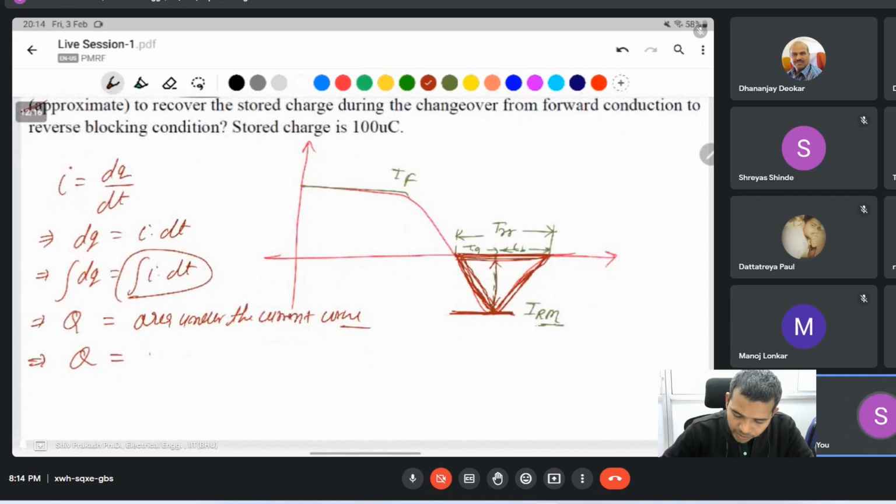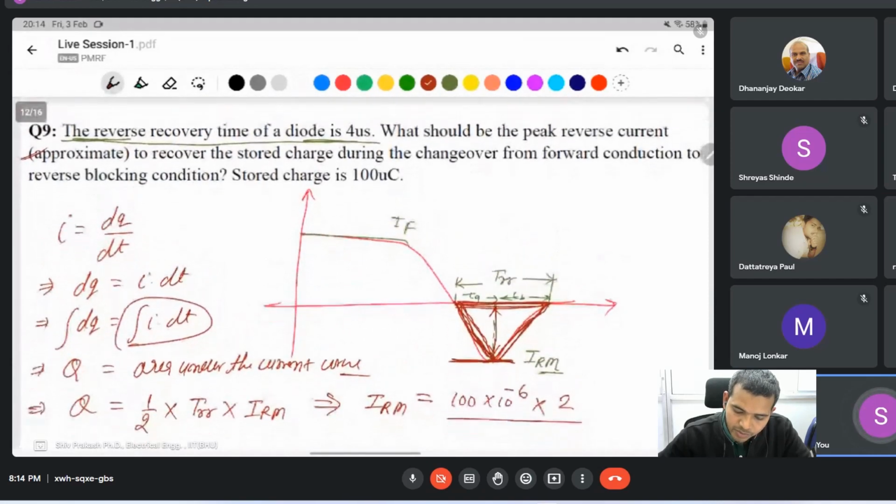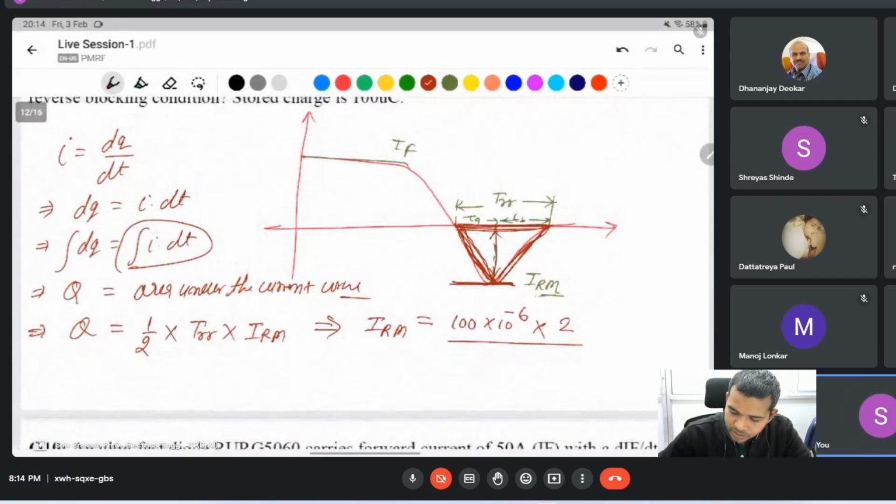Area of the triangle is half into base into height. Base is TRR, height is IRM. Then you can find IRM. Total charge is given as 100 microcoulomb, 100 into 10 to the power minus 6, into 2, divided by TRR. TRR is given as 4 microseconds. So IRM is 50 ampere.